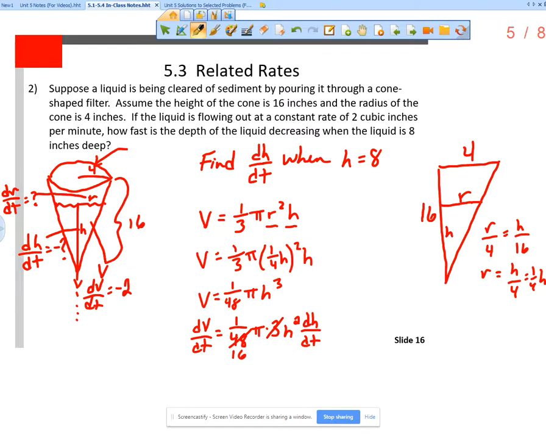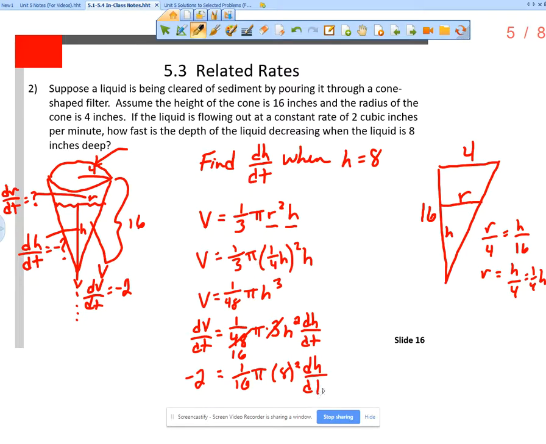All right, so now we want to move on to the next step. It says plug in known quantities. All right, so what are the known quantities? Well, I know that dV/dt is -2, which equals 1/16 pi times h squared. Well, we want to know dh/dt when h is 8. So h is 8, so 8 squared, and then dh/dt.